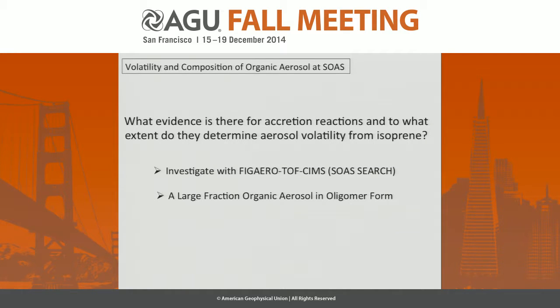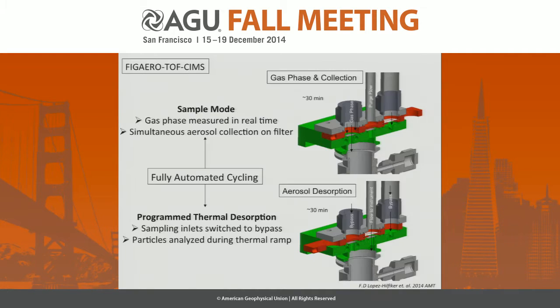The overarching story here is that the devil's in the details. I'm going to look at IEPOX SOA and what evidence there is for accretion reactions or oligomerization, or whatever your favorite way to call it is. We're going to investigate that with the Figaro TOF SIMS, and look for what fraction of OA is tied up in oligomer form. Specifically, we're going to focus on isoprene. Not that monoterpenes aren't important, but we have 10 minutes.